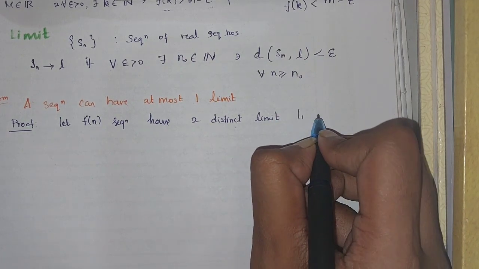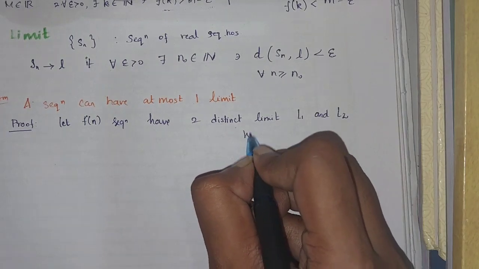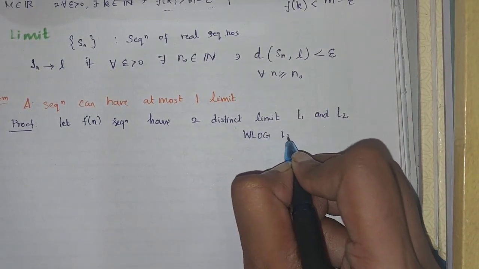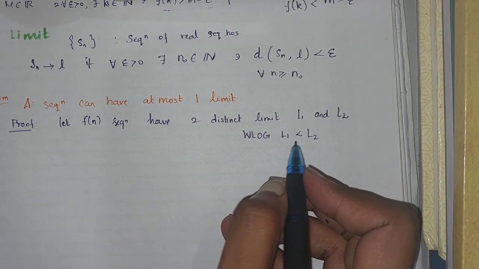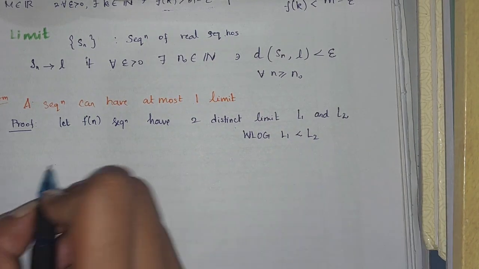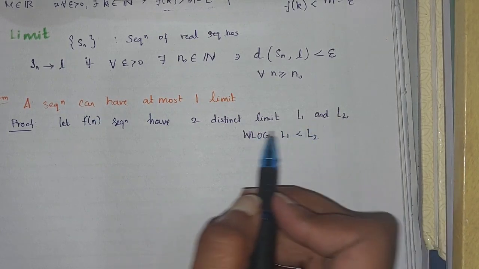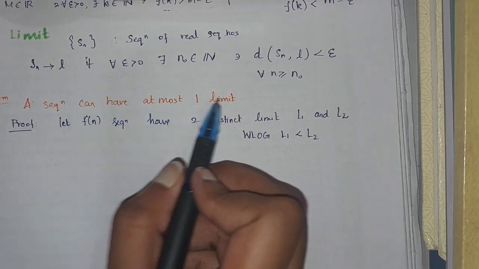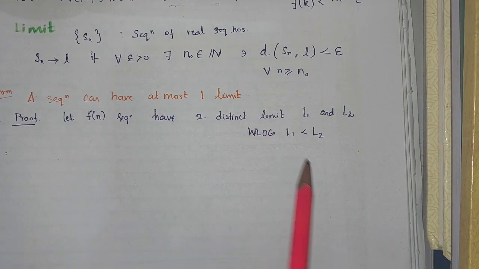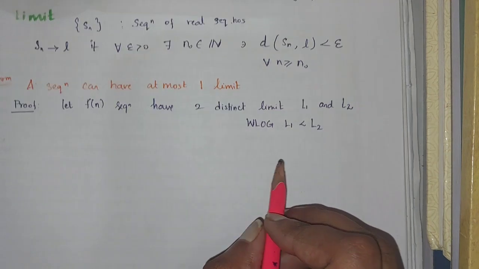Say the limits are L1 and L2, and without loss of generality, I am considering L1 is less than L2. This is quite important for the proof. So let me take L1 and L2 as two distinct limits for a particular sequence, and I am contradicting this statement. Before proving this theorem, I will draw roughly what I am going to do.